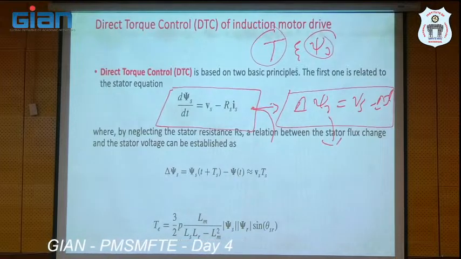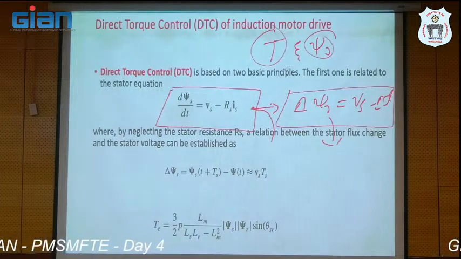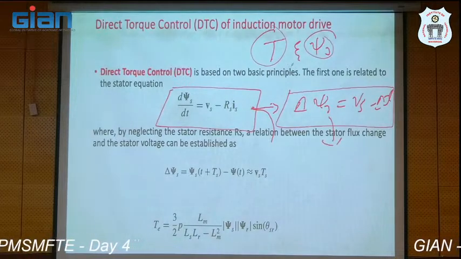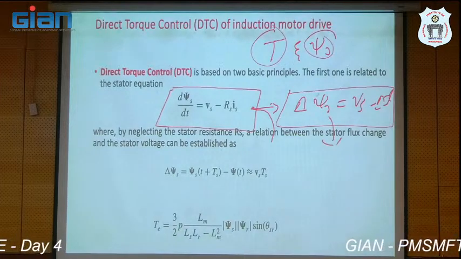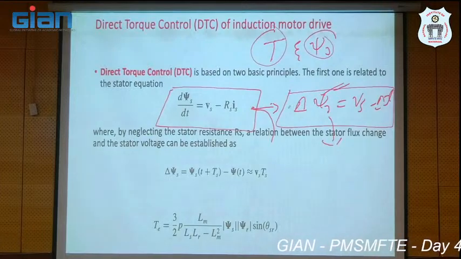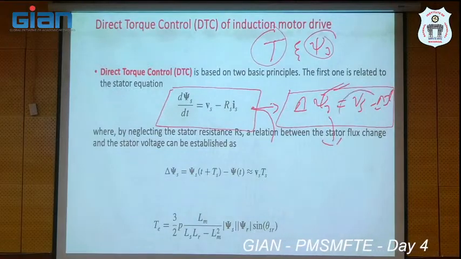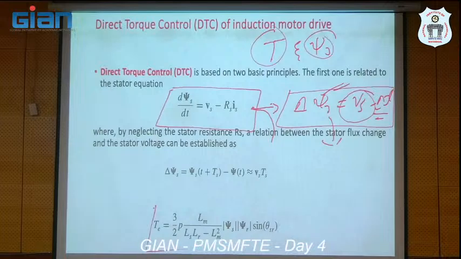If you want to maintain constant, the only option in AC drives is V by F, which you have to adopt. Inherently there is a V by F in DTC also. Right? Next, by using this equation, we can conclude that we can control flux by choosing the proper voltage at a particular instant.